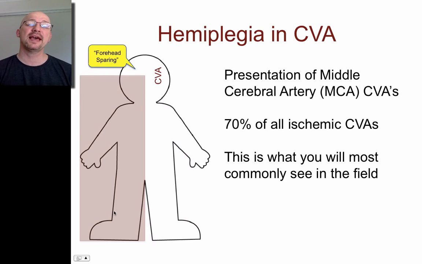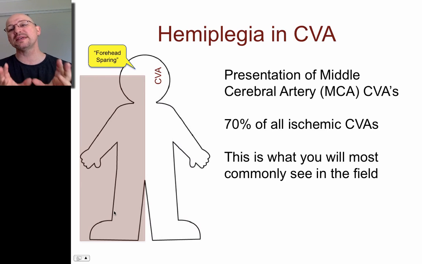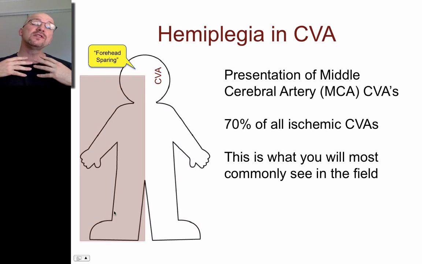Most of the CVAs that we see in the field are MCA CVAs. In fact, about 70% of all the ischemic CVAs that we see are middle cerebral artery CVAs. That tends to be where the blockage occurs. So this presentation with forehead sparing and ipsilateral face and body weakness, ipsilateral means the same side, is the classic one that you're going to see. And this is the one that we classically teach in paramedic classes.